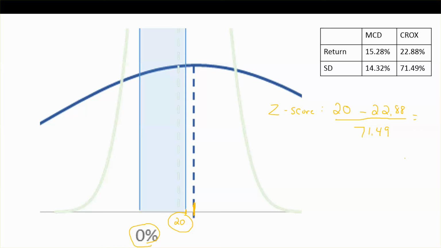Get this z-score, and I'm just going to crunch this off to the side. I'm running PowerPoint as a show, and if I try to pull up the calculator, it's going to mess up all my ink that I've drawn on the screen. So I'm going 20 minus 22.88 and dividing that by 71.49. That gives me a pretty low z-score, minus 0.04.